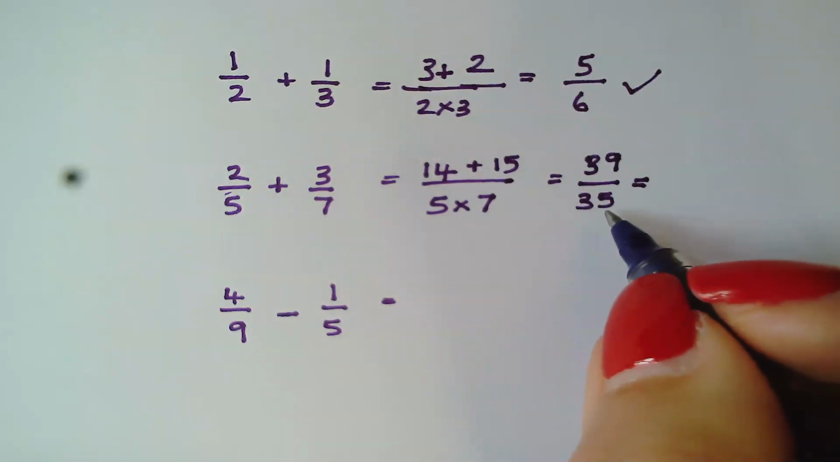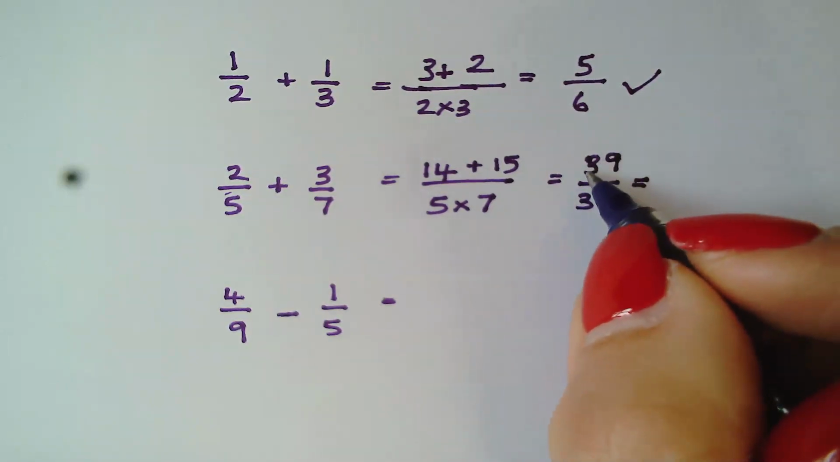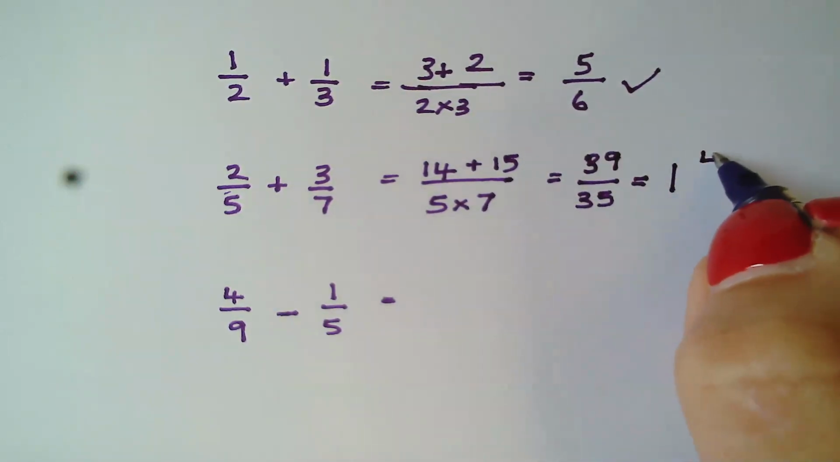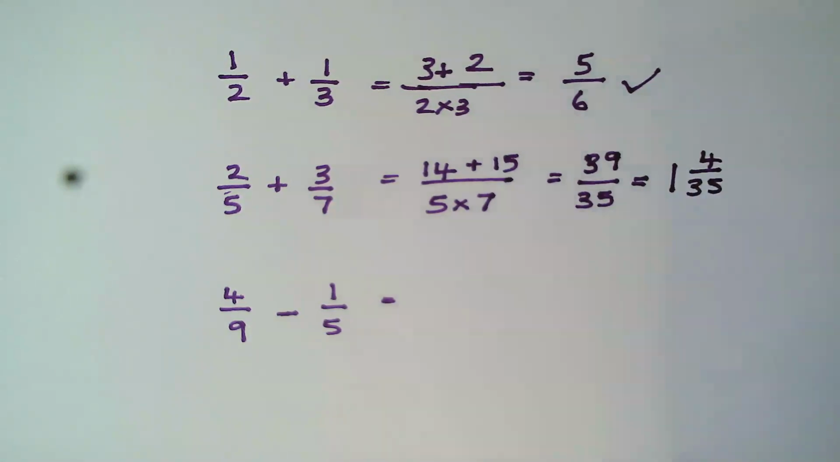We convert that to a mixed number. How many 35s go into 39? We have one whole one there with 4 35ths left over remaining.